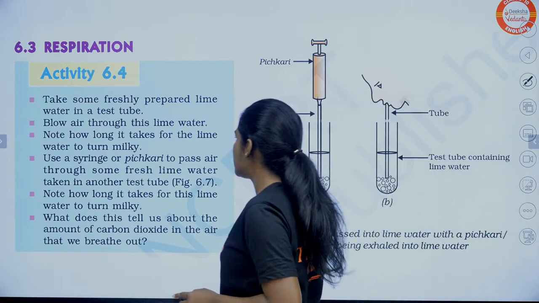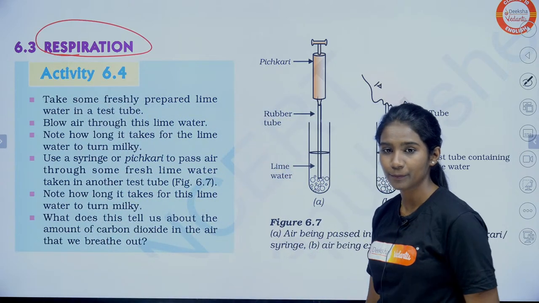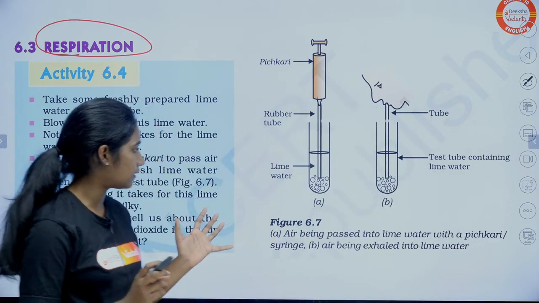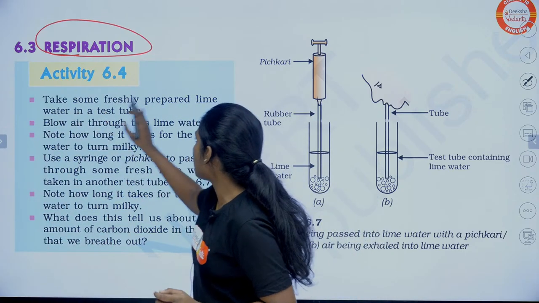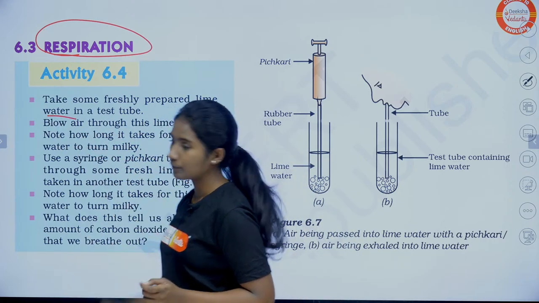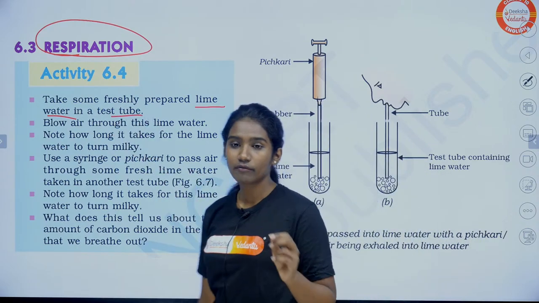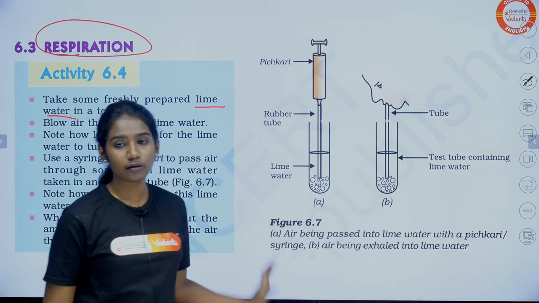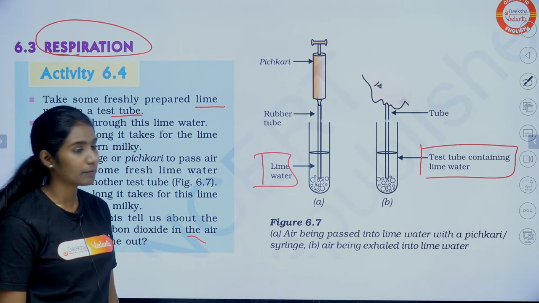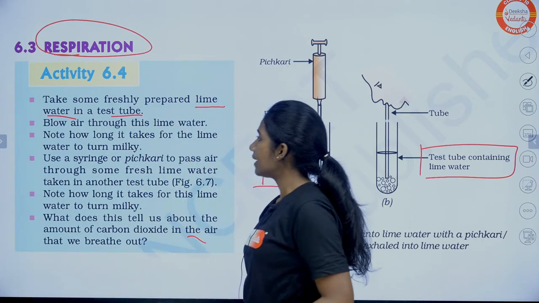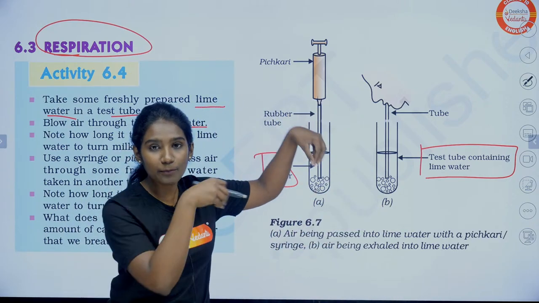This activity is related to your respiration topic. Let's see what they are doing in this. Let me read this. Take some freshly prepared lime water in a test tube. Now we are taking two test tubes. In both test tubes lime water is present, that is, calcium carbonate. Now, blow air through this lime water. In one test tube like this, we are blowing air.